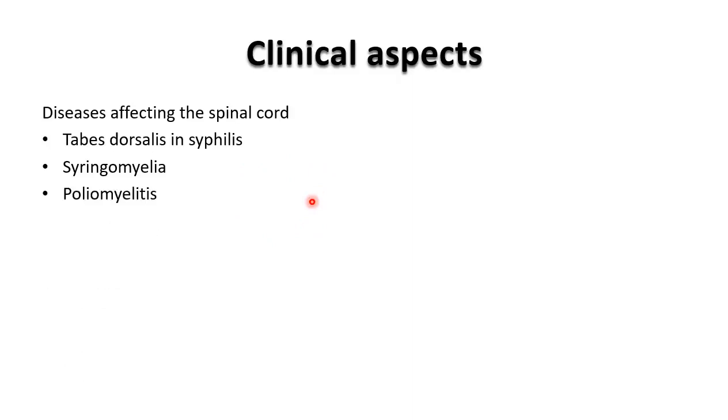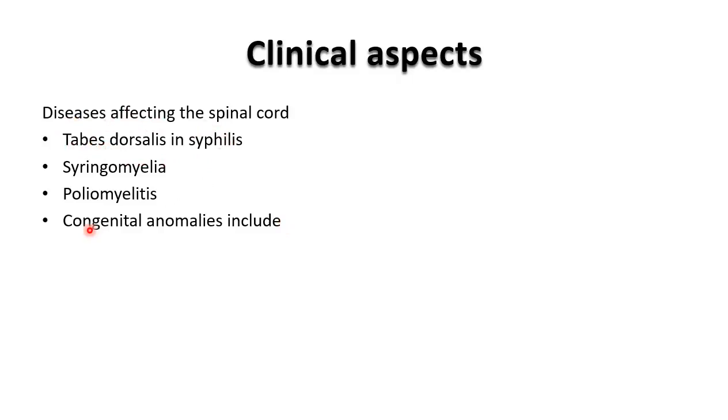Then other diseases affecting the spinal cord include tabes dorsalis in syphilis, where your posterior column is affected. Then syringomyelia, where along the central canal there is a wide cavity affecting your central gray commissure. Then poliomyelitis, which affects mainly your motor horn cells, your ventral horn cells. Of course, we have eradicated this through vaccine, and syphilis also can be treated through drugs.